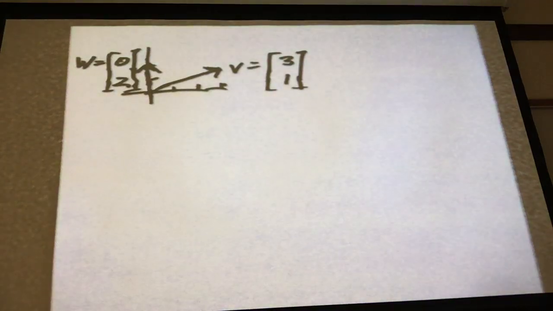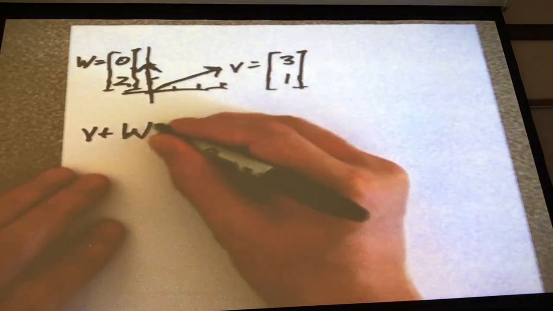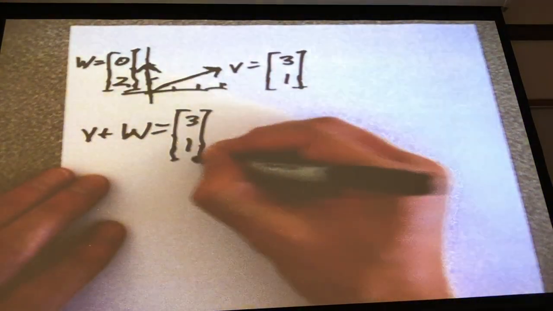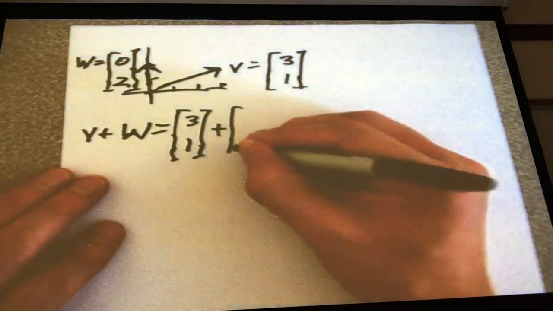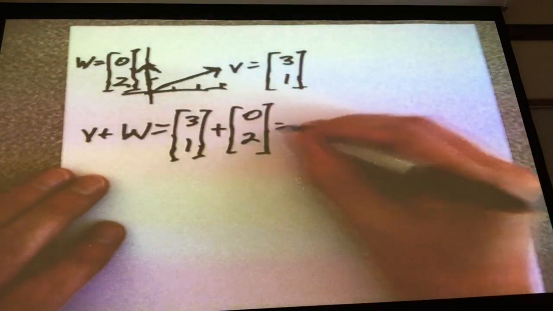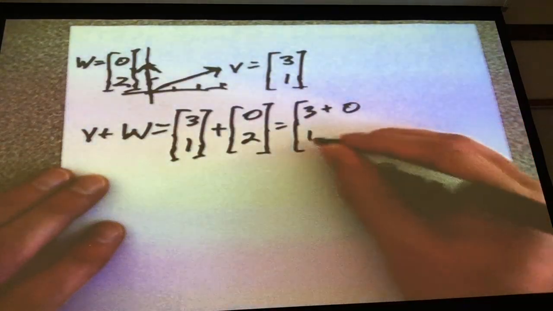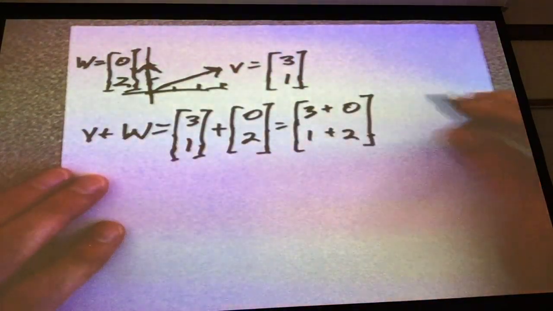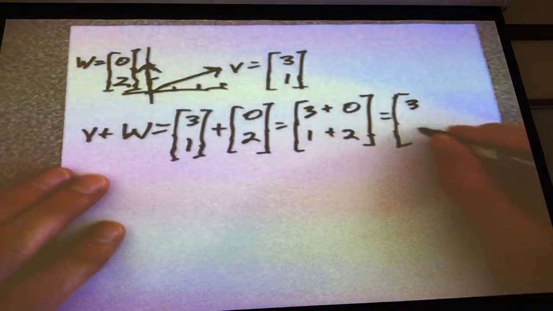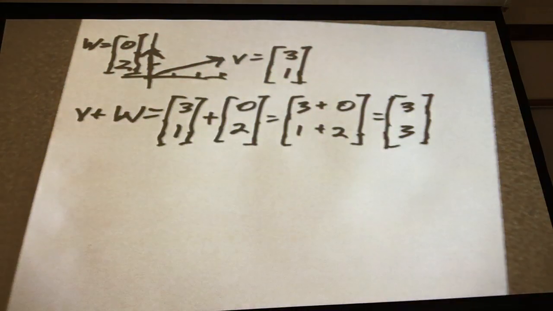Okay, now V plus W. So that's going to be 3 and 1 plus 0 and 2. And that becomes, well, 3 plus 0 and 1 plus 2, which would equal the vector 3, 3.